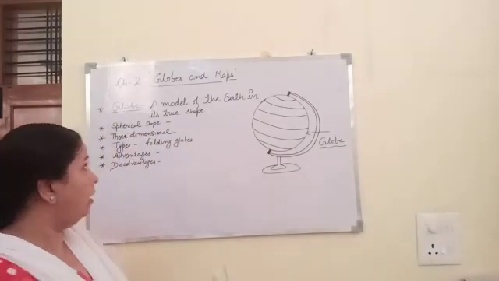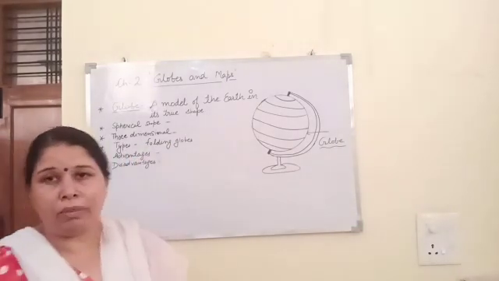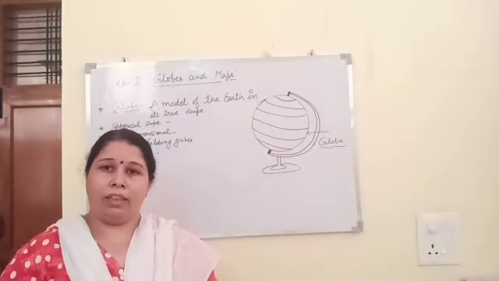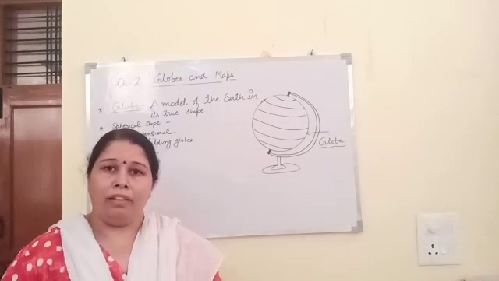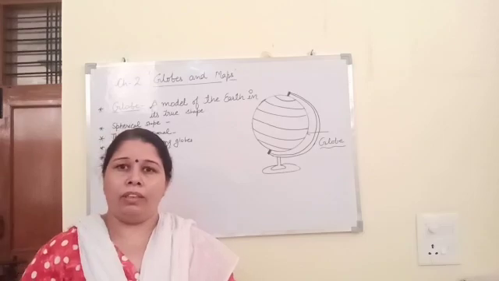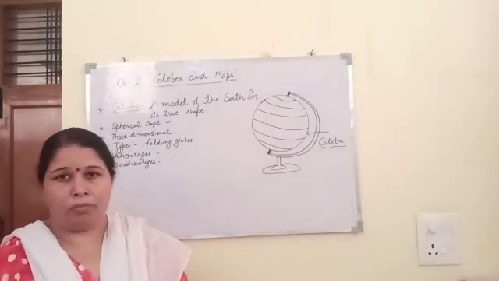Now we will discuss the next feature of the globe. It is three-dimensional. What is the meaning of three-dimensional? Three-dimensional means which has length, breadth and width. So, all the three dimensions of the earth can be seen with the help of a globe.